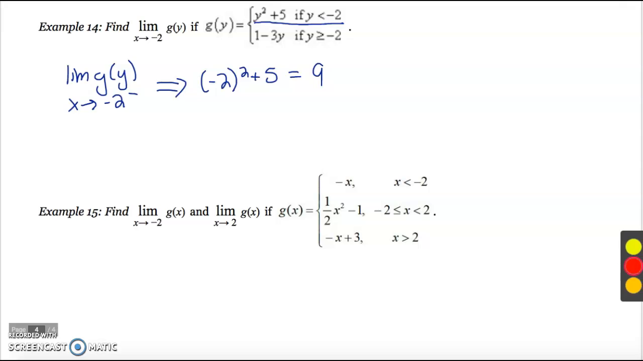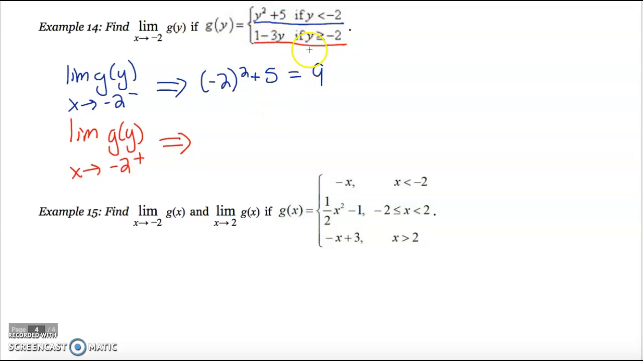And then I'll go ahead and try my right-hand limit. So the limit of g of y as x approaches negative 2 from the right-hand side. That's going to apply to this bottom part of this equation because this is for values greater than negative 2. So for negative 1, 0, 10, those all work in this scenario. And I'm going to go ahead and plug in negative 2. Negative 3 times negative 2 is a positive 6, and 1 plus 6 is 7.